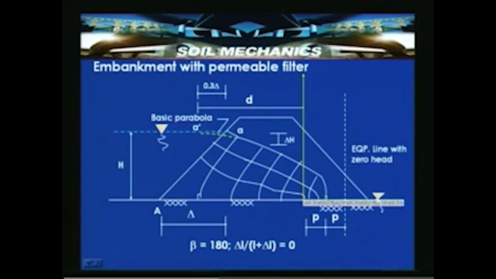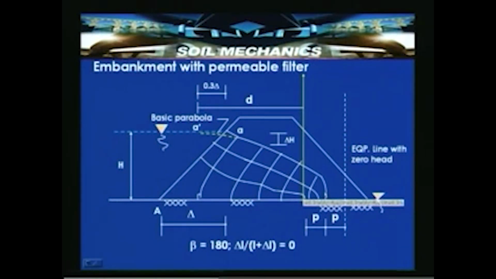Now the difference from the previous slide is that now there is a permeable filter at the toe of the dam. So H is the head on the upstream side. By using Casagrande's approximation, this is 0.3 times delta, where delta is the horizontal distance from this upstream point A to the point where this head meets. So this point here is approximated as 0.3 delta. This particular portion is called the basic parabola.